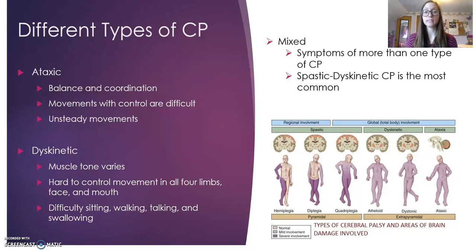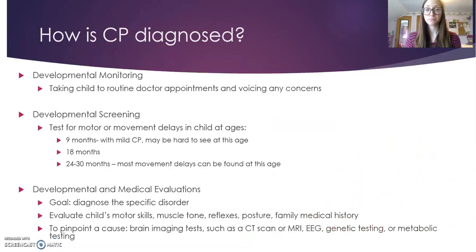And then lastly, mixed CP is when an individual has symptoms of more than one type of CP. So spastic dyskinetic CP is the most common. And I have a photo at the bottom that shows the 3 different kinds of CP where the brain was damaged, and it highlights on the mannequins where in the body, so what limbs are affected.